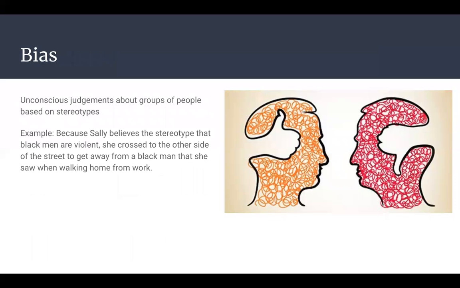Bias. Unconscious judgments about groups of people based on stereotypes. Example. Because Sally believes the stereotype that Black men are violent, she crossed to the other side of the street to get away from a Black man that she saw when walking home from work. You can see why stereotypes are negative because they make people act on beliefs that are not necessarily true.